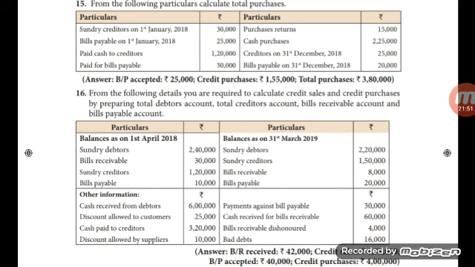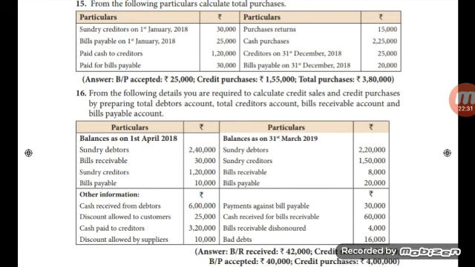Okay children, the next question is 16. Question number 16. See the question. From the following details, you are required to calculate credit sales and credit purchases. For calculating credit sales, you need to prepare bills receivable account and total debtors account. For calculating credit purchases, you need to prepare bills payable account and total creditors account. Balances on 1st April, that means opening items. Balances on 31st March 2019, that is closing items. Then other information is also given.